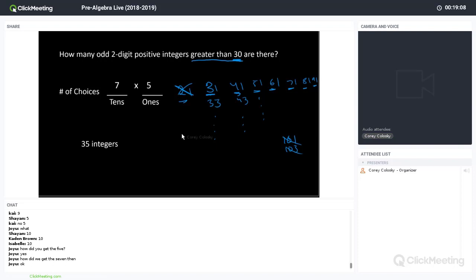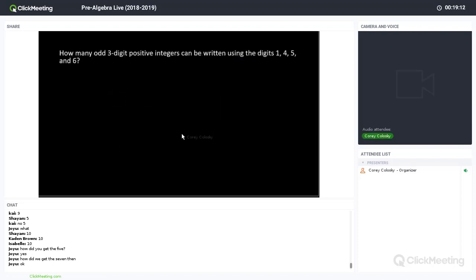Let's try another example. This is the last example I have for the lesson. If you need extra, we could do more. We got some more in the game as well. All right, class, how many odd 3-digit positive integers can be written using the digits 1, 4, 5, and 6?